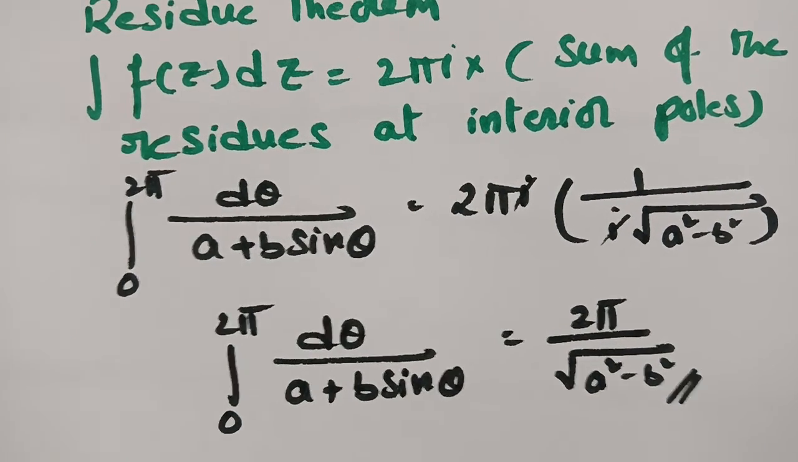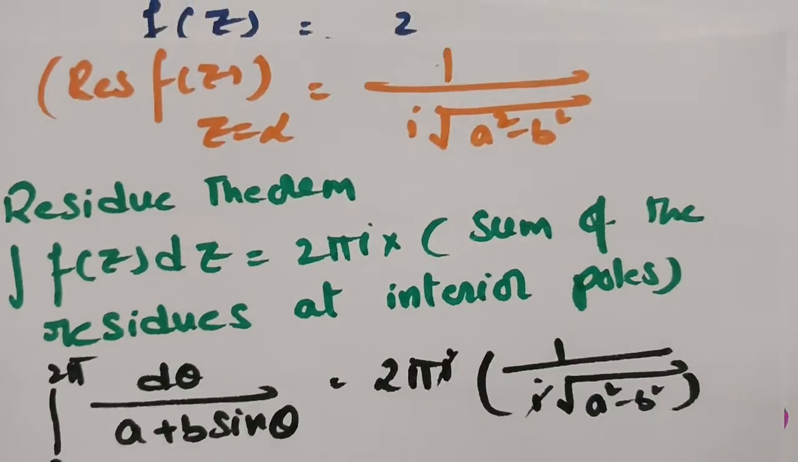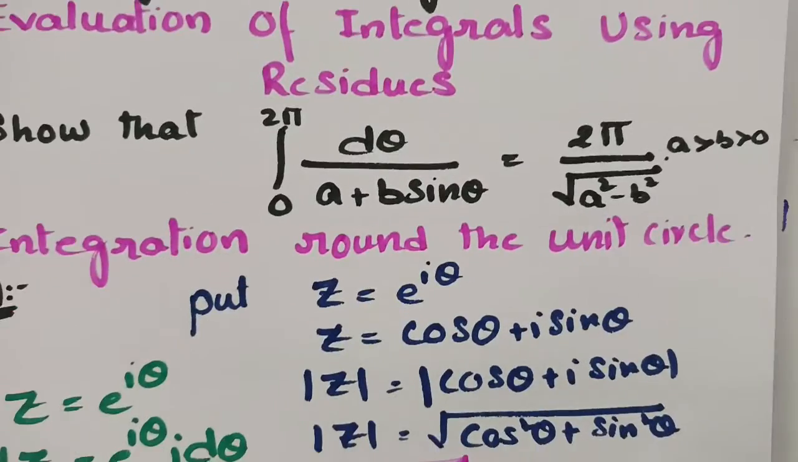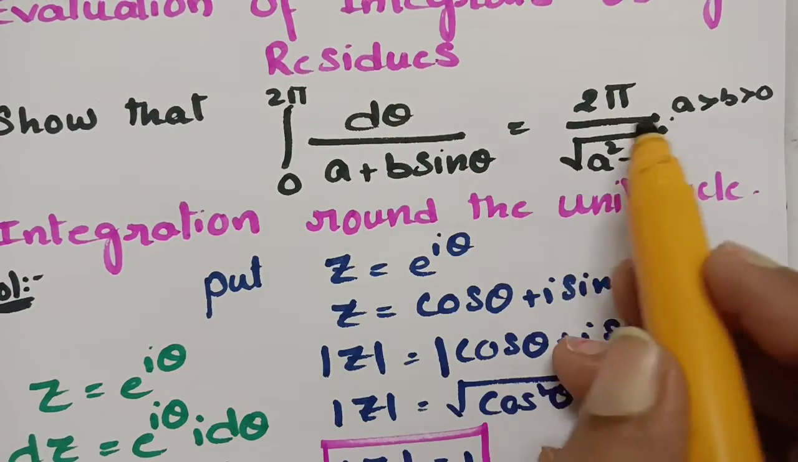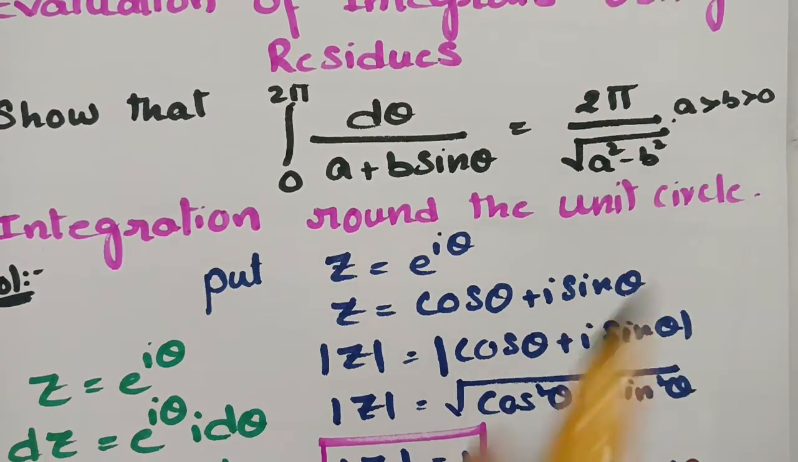So let me explain you once again. The first thing we have done here is, the question is given as the integral from 0 to 2 pi of d theta by a plus b sine theta, which is 2 pi by root over a square minus b square.